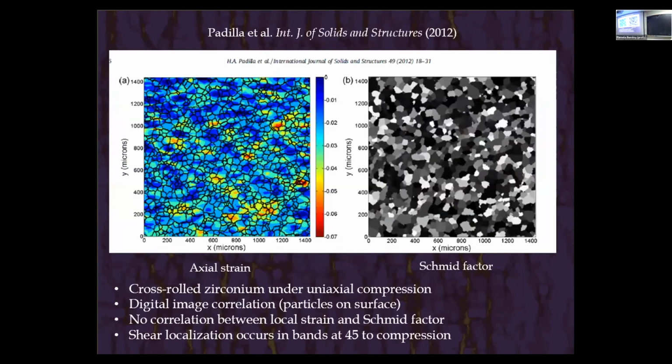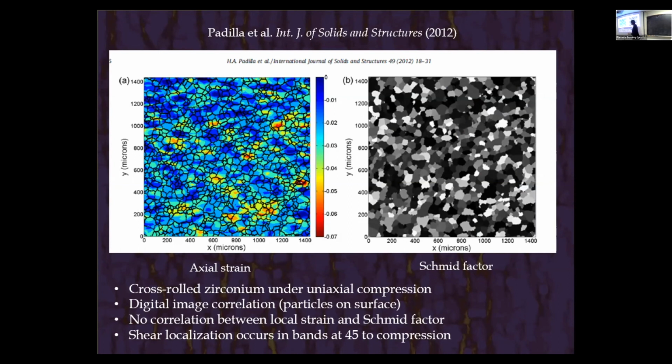But actually, when we look up close at ductile materials, they do seem to shear localize, in small ways, more of this cryptic shear localization I was talking about. So this is Padilla et al. 2012, cross-rolled zirconium under uniaxial compression. This is again a digital image correlation type thing. They have this plate of cross-rolled zirconium, which is a metal, and they spray a little pattern on the surface, and then they look at how that pattern is deforming between one image and another.